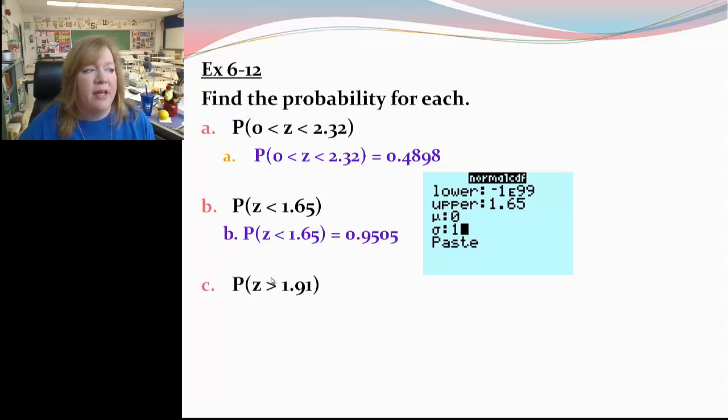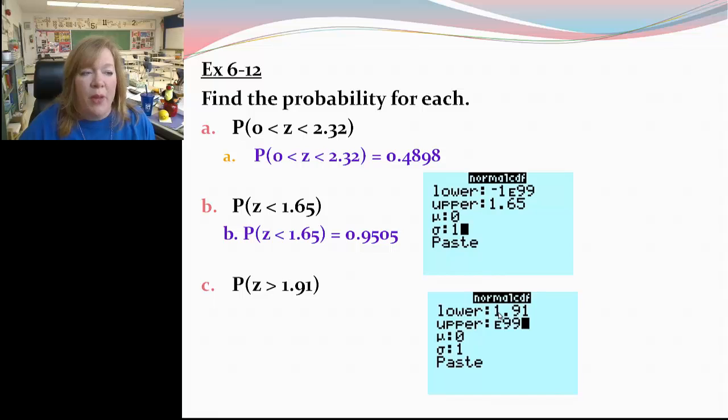Let's do one to the other side. z bigger than 1.91 means z is getting bigger and bigger all the way to positive infinity. So you're going to put positive 1.91 here and go to positive infinity on the other side. You didn't need the negative in front of this one. I just did it straight. And you'll end up with 0.0281.